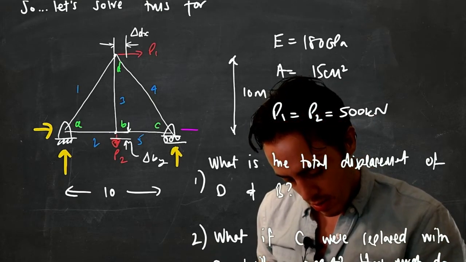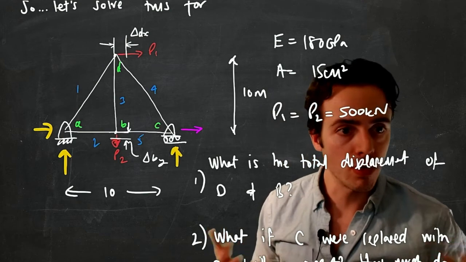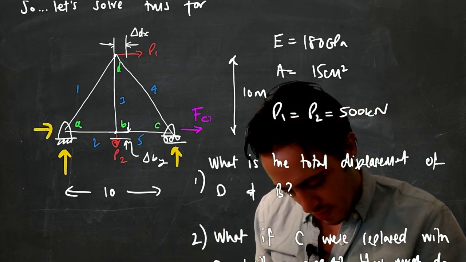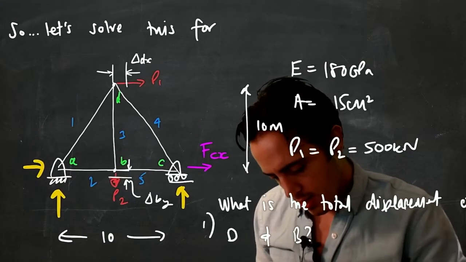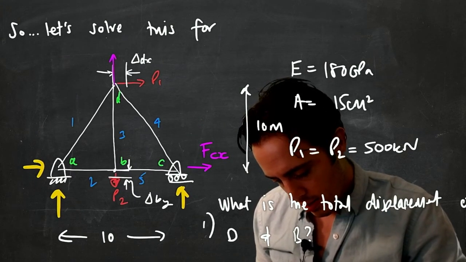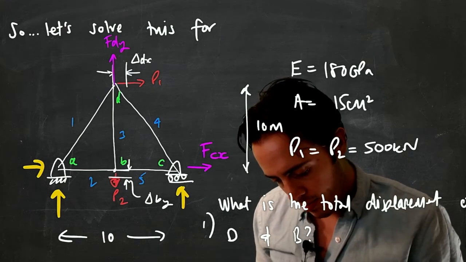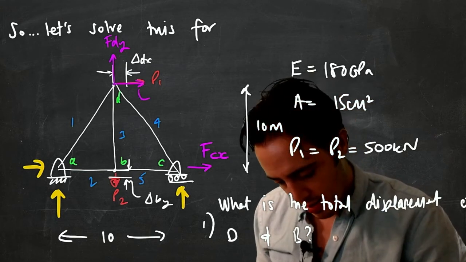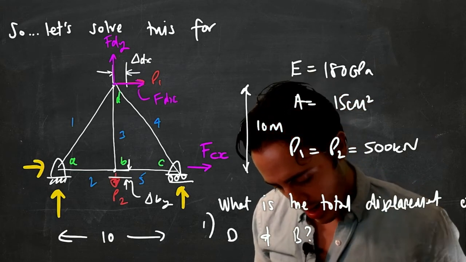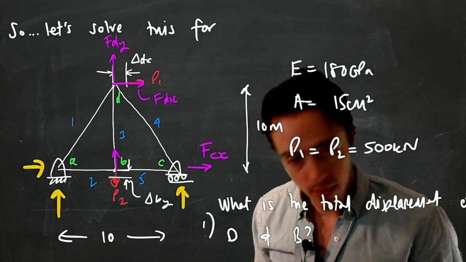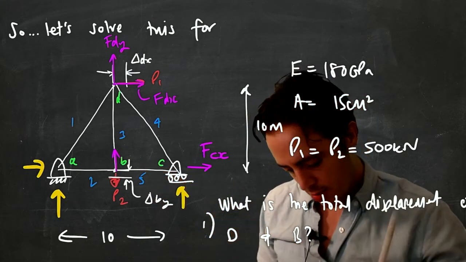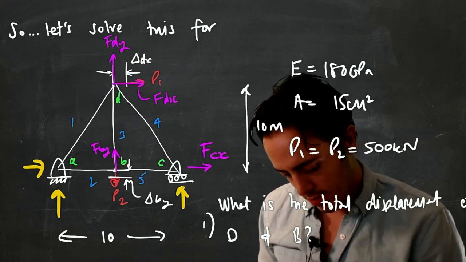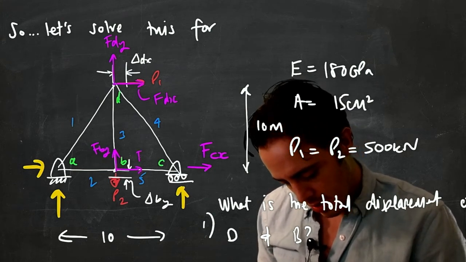So I'm going to put them on in purple. These are places where we could be applying forces. This is FCX. This one up here, let's call this FDY. I'm going to just write over the top of this, I'm going to say this is FDX. I'm going to say that up here, even though P2 is going downwards, I'm going to put this as FBY to be consistent with sign convention. And this one here is FBX.